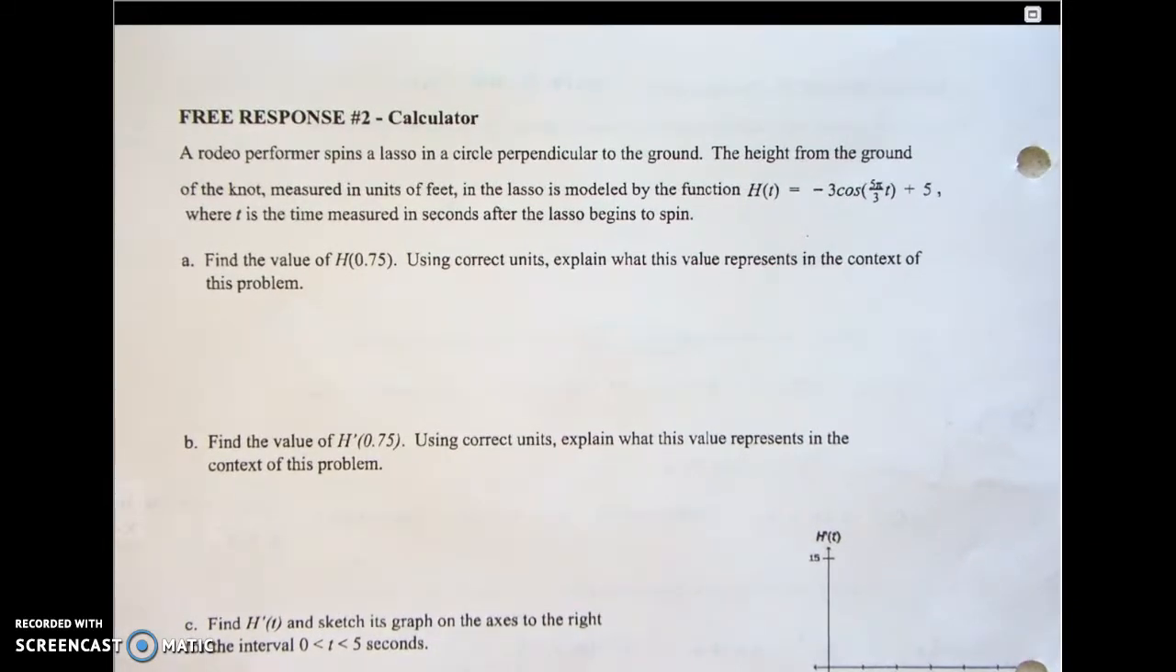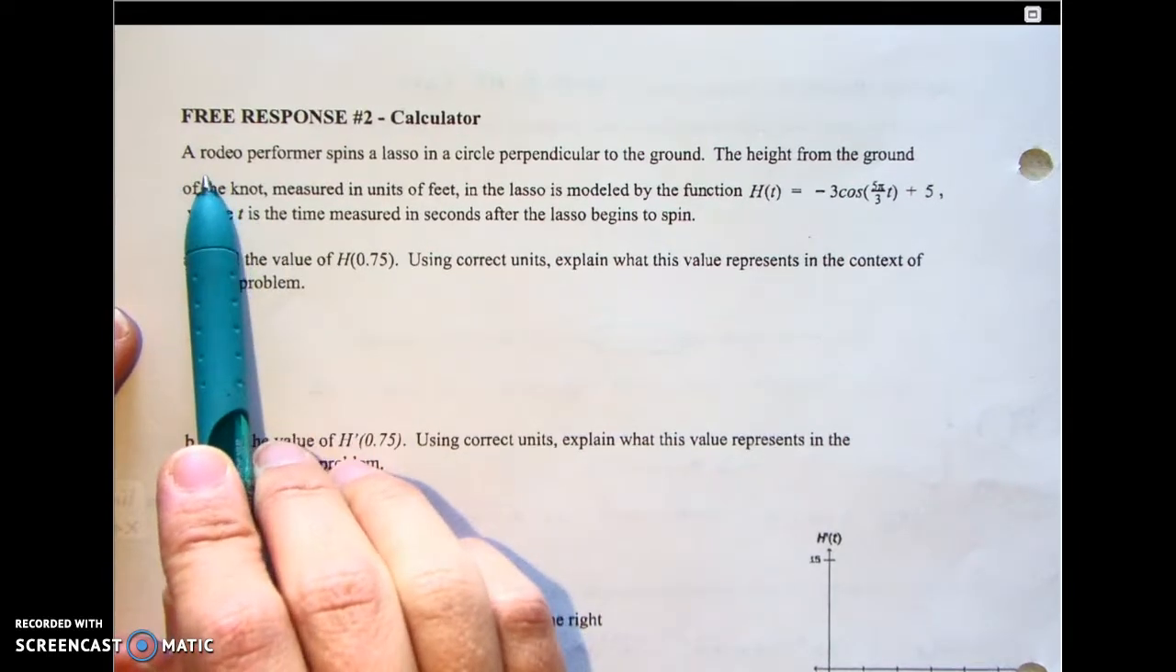How exciting! I went to a rodeo when I was in college at Texas Christian University in Fort Worth.